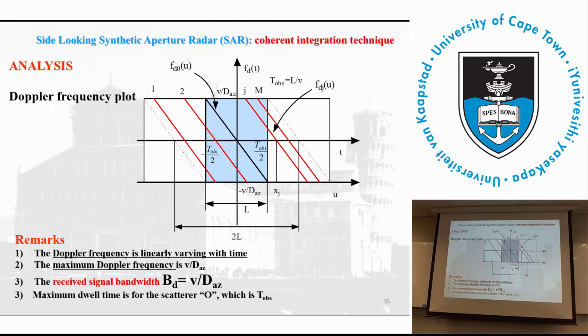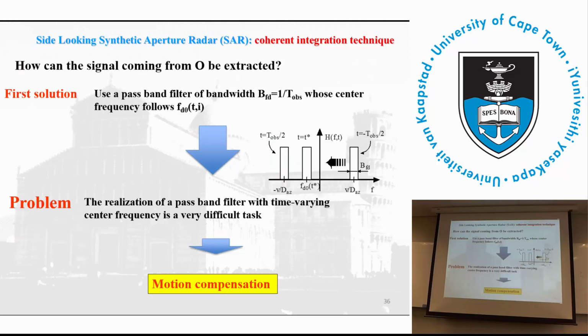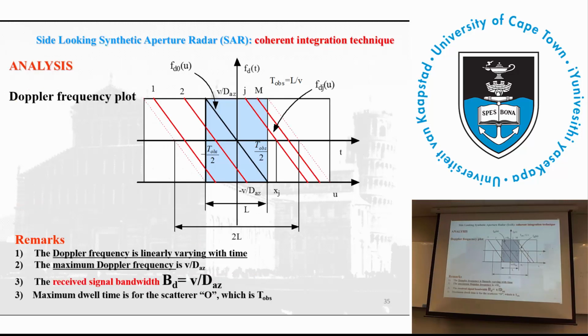All right, maximum dwell time for scatterer is T ops and U. So these are the remarks that we're going to use now. So how can we extract the received signal that is generated by the scatterer in position O? Basically, I want to isolate this because the rest is nuisance, is noise. If I can isolate this guy here, I can somehow collect the information about that GPS area.